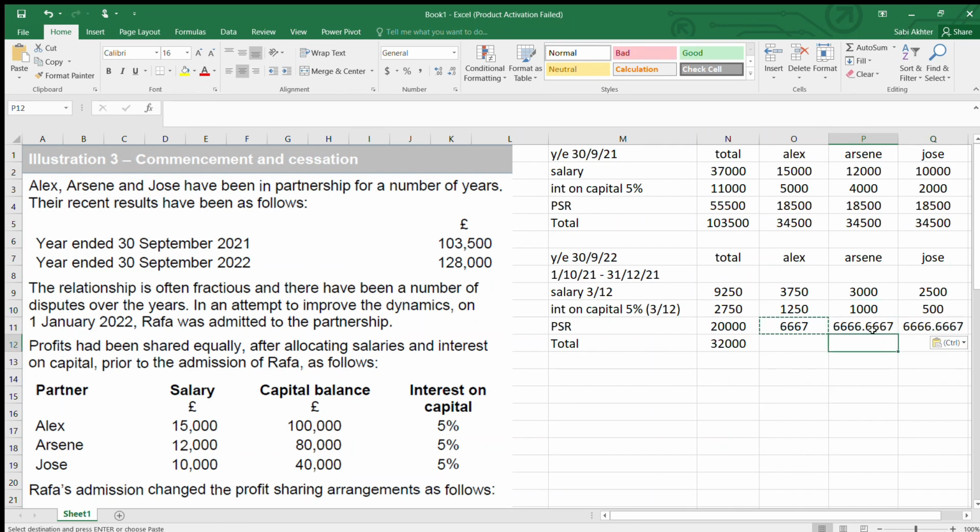Remember, in one you have to take 6, because if you add these 3 it has to be 20,000. So in any one of the 3 you can take 6, because if you take 6,667 for all the 3 it will add up to 20,001. We need exactly 20,000. Sometimes little differences might occur due to rounding. It's not going to have a major impact, don't worry.